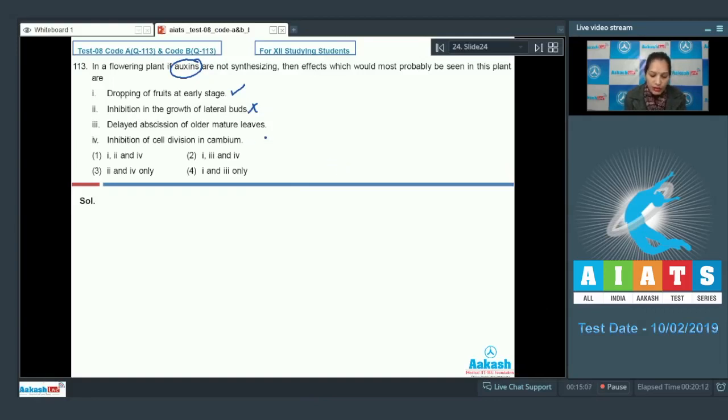Third, delayed abscission of older mature leaves. Yes. Auxins promote abscission. If auxins are not there, they will delay the abscission. Fourth, inhibition of cell division in cambium. Yes, it is also true. Why? Because auxin promotes cell division in cambium. If auxin is not present, it will inhibit the cell division in cambium. So, first, third and fourth. So, the correct option for the given question is option number 2. Let's move to the next question.